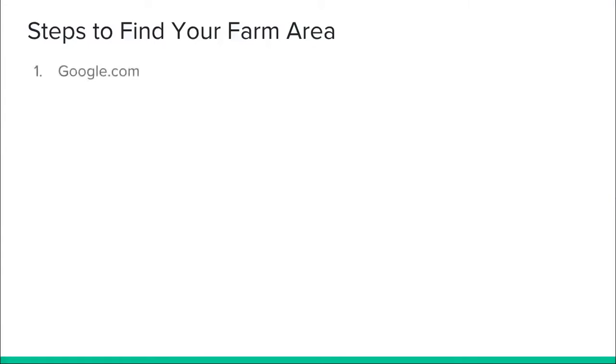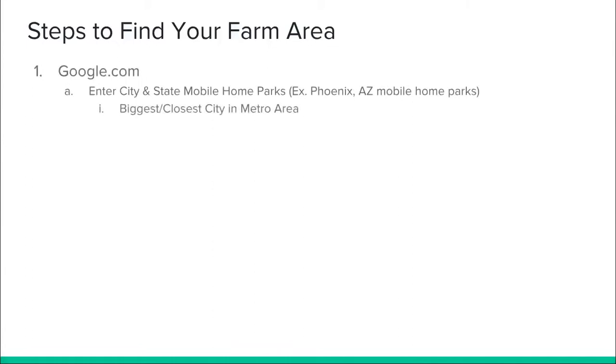First thing you're going to want to do is go to google.com. Once in Google, you want to enter the city and state mobile home parks. An example is Phoenix, Arizona mobile home parks. You want to look at the biggest and closest city to you in your metro area. We actually live in Tempe, Arizona. The largest city in our area is Phoenix. So I would again say Phoenix, Arizona mobile home parks.